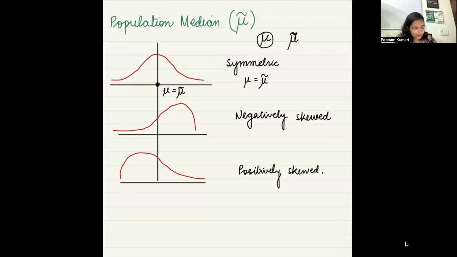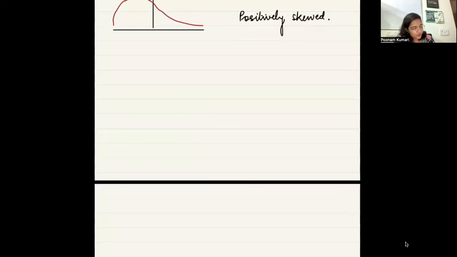Ma'am, can you explain once again? Yeah, so let's take an example, okay? So if my data is symmetric, so let's just take this example, okay?